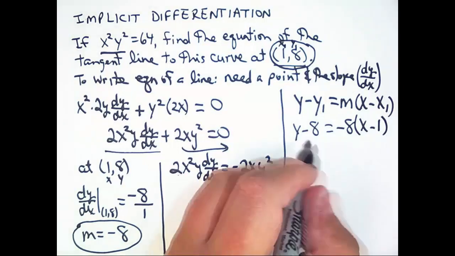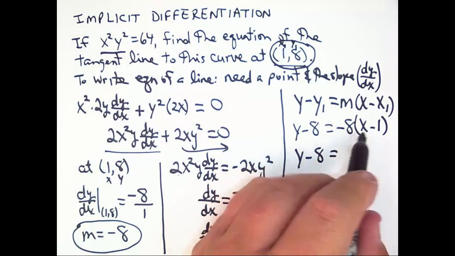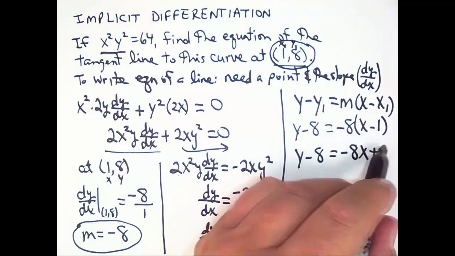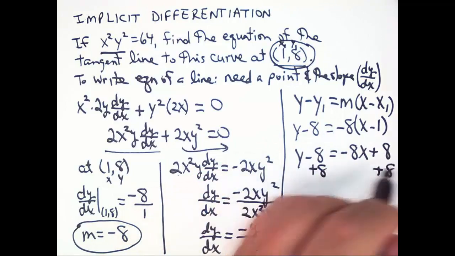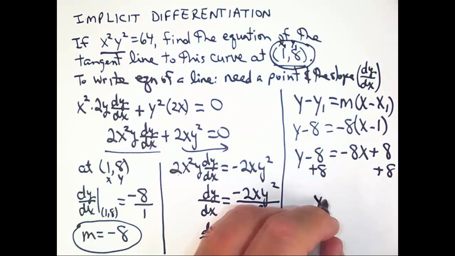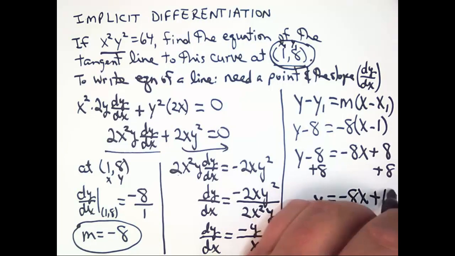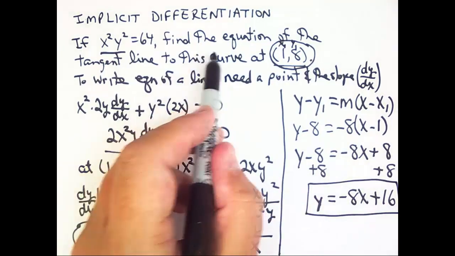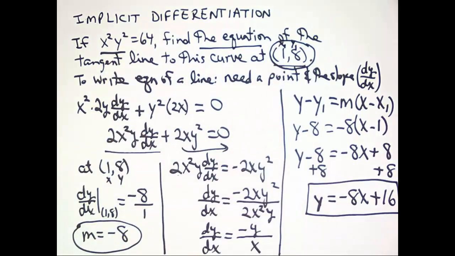And we want to simplify that. So you end up with y minus 8 is equal to, if we multiply the parentheses, we get minus 8x minus a minus is plus 8. And then if we add an 8 to both sides, we end up with y equals minus 8x plus 16. So that is the equation of the line that they're asking us for. It's tangent to this curve at that point.